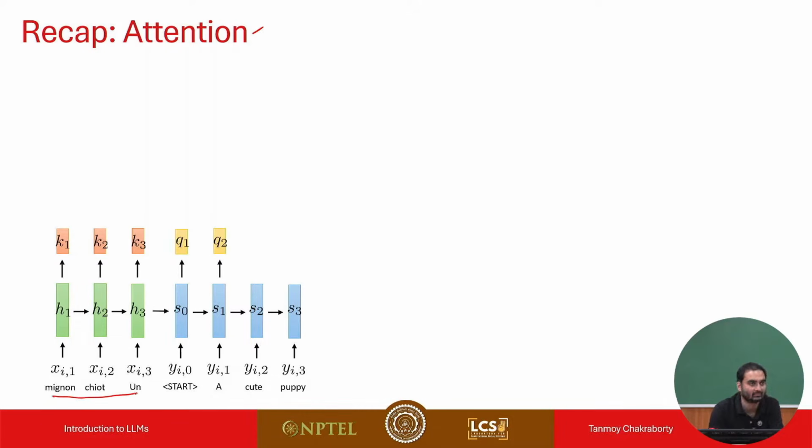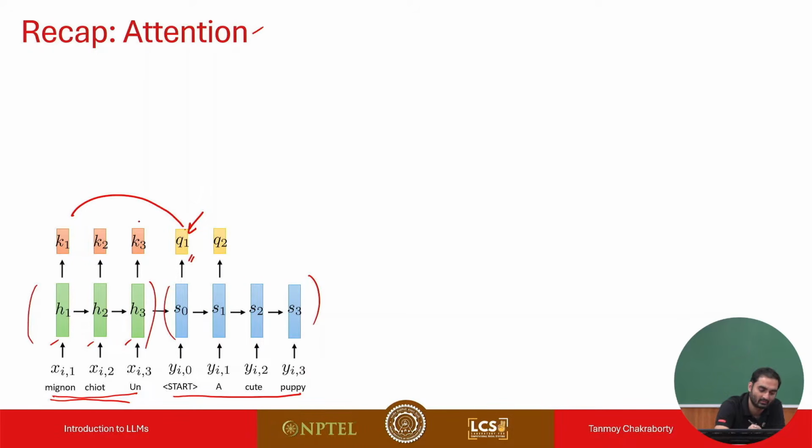You are given an input sentence, and your task is to translate it to a target sentence. These are the hidden states: H1, H2, H3 are the hidden states in the encoder. This is my encoder and this is my decoder, and H0, H1, H2, H3 are the decoder hidden states. In normal attention, we consider each of these decoder hidden states as a query. Let's say we are focusing on this decoder state. We take a dot product between Q1 and K1, Q1 and K2, Q1 and K3. What are these K1, K2, K3, by the way?